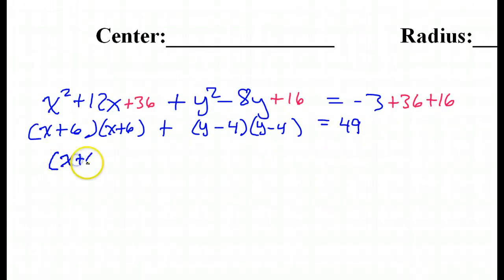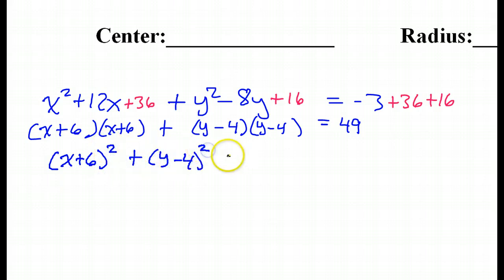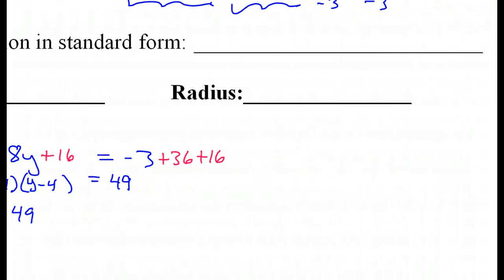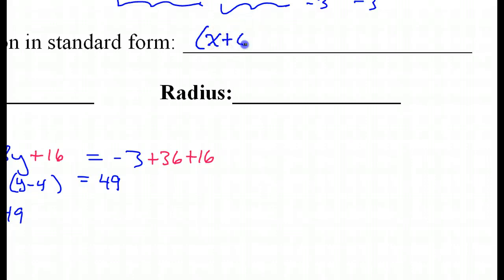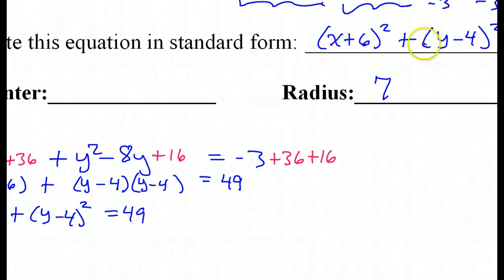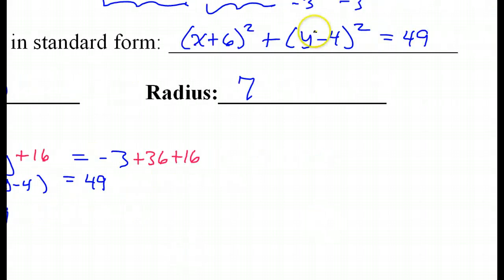The point of this is so we could write (x plus 6) squared plus (y minus 4) squared is equal to 49. And that is how you write the standard form equation of a circle. Of course, that means that the radius is 7, the square root of that. And the center is the opposite of these, so the center will be negative 6, comma, positive 4. So you can see how easily we could graph this now.